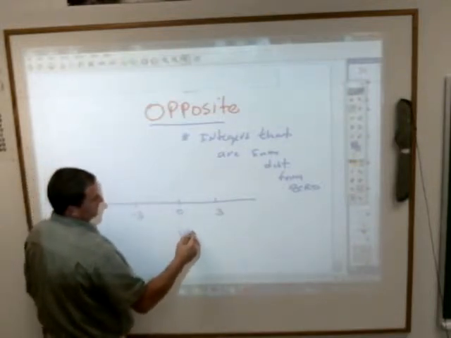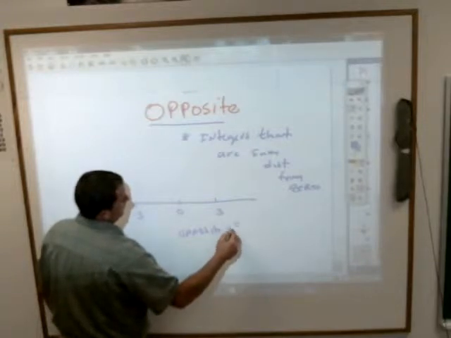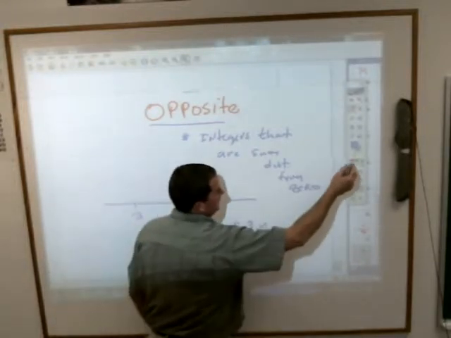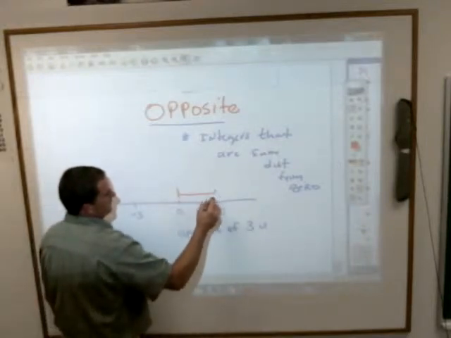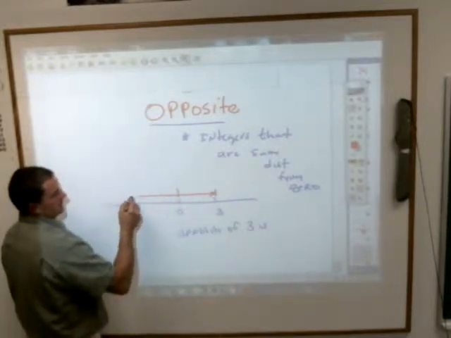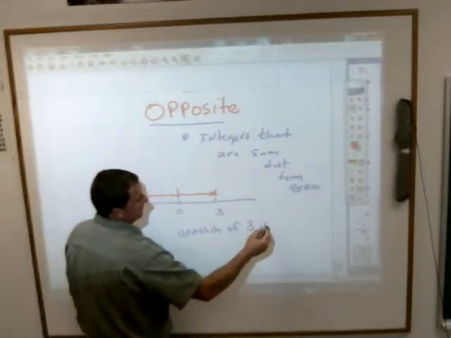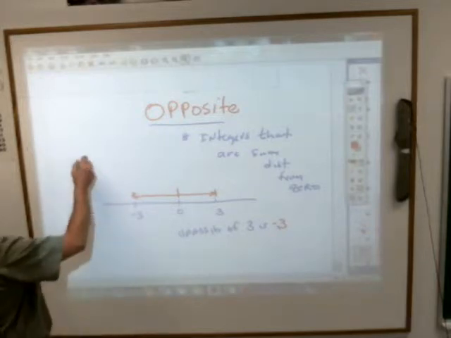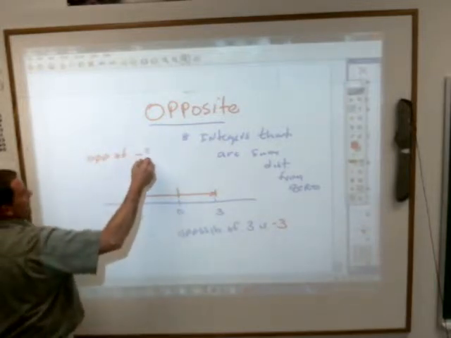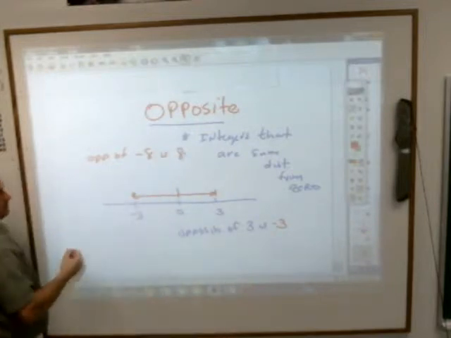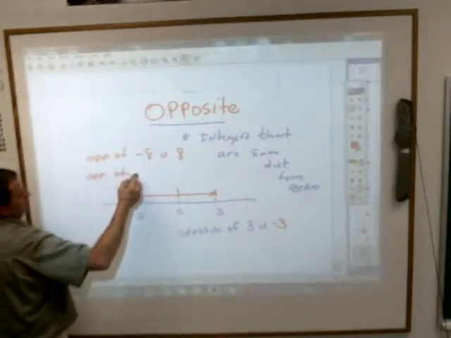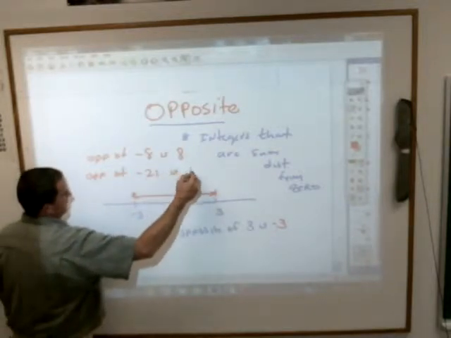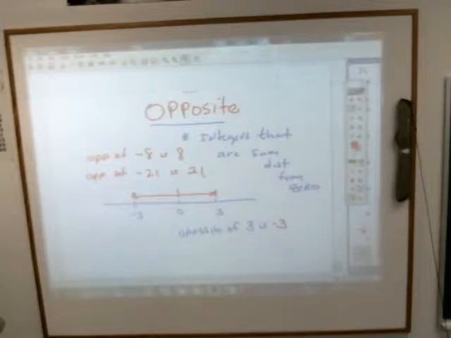The opposite of 3 is, and again what they're saying is this, if 3 is this far from 0, if you go that same distance in the opposite direction, what number is that? Negative 3. A simpler way is just to say the opposite is, if it's positive it would be its negative, if it's negative it would be its positive. The opposite of negative 8 is positive 8. Or the opposite of negative 21 is positive 21. It almost makes too much sense. It almost goes without saying.